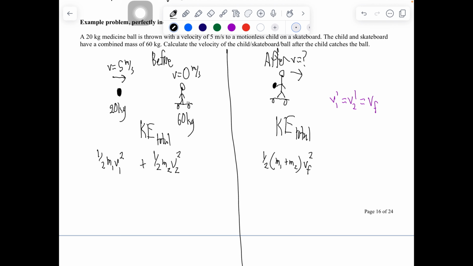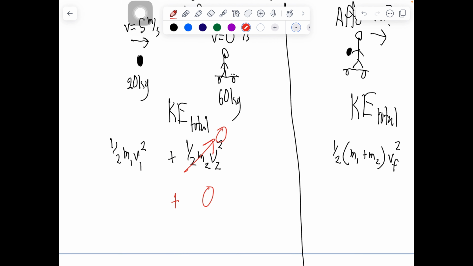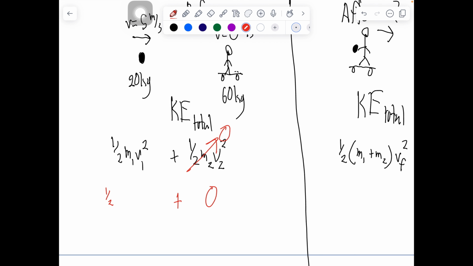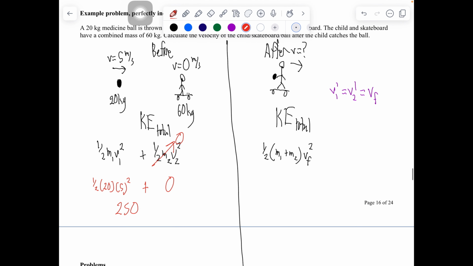Now we plug in. Okay, we know this is just going to be 0, right? The child and skateboard, they're not moving. They have no kinetic energy. But the medicine ball, it is moving, and that's going to have kinetic energy. The mass is 20. The velocity is 5. If we square 5, we get 25. 25 times 20, let's do that. That gives us 500. Cut it in half. We get 250 for our total kinetic energy before the collision.